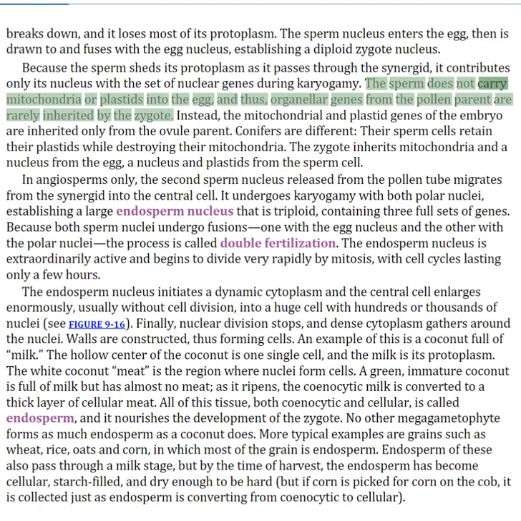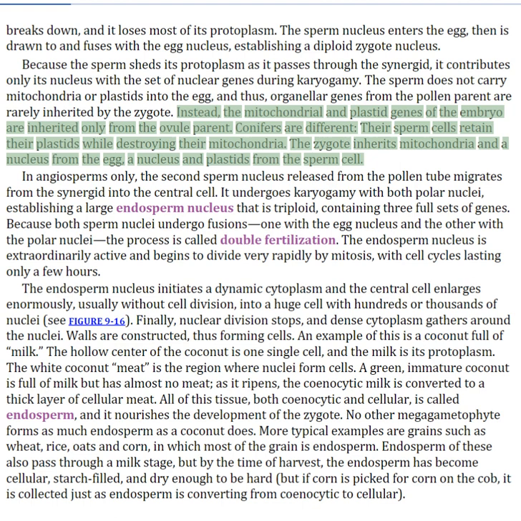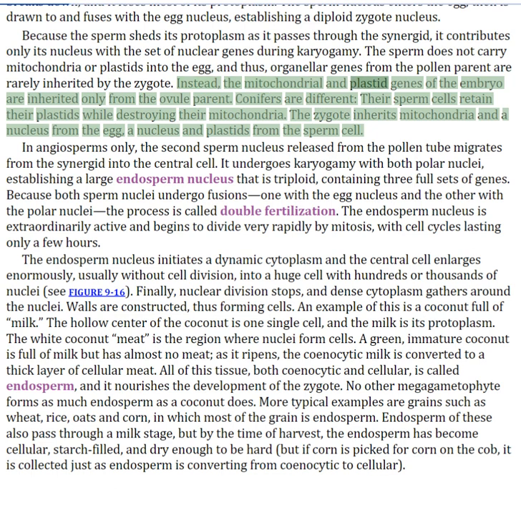The sperm does not carry mitochondria or plastids into the egg, and thus organellar genes from the pollen parent are rarely inherited by the zygote. Instead, the mitochondrial and plastid genes of the embryo are inherited only from the ovule parent. Conifers are different. Their sperm cells retain their plastids while destroying their mitochondria. The zygote inherits mitochondria and a nucleus from the egg, a nucleus and plastids from the sperm cell.